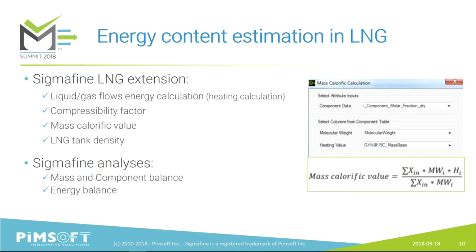So the base of the Sigmafine analysis is the mass and component balance. And on top of this, we can also run the energy balance so that all of our data and all of our reconciliations are consistent with each other. To support the energy balance calculation in LNG, Sigmafine can provide a set of calculations through the LNG extension that reads the composition of flows and estimates the mass calorific value. Of course, if the composition is reconciled from the base mass and component balance, we can be more confident in the mass calorific value that is calculated. We can calculate other important values such as tank density through the LNG extension, which is also based on reconciled data.